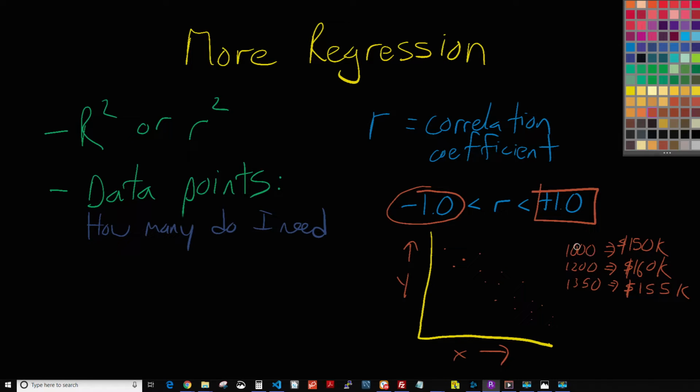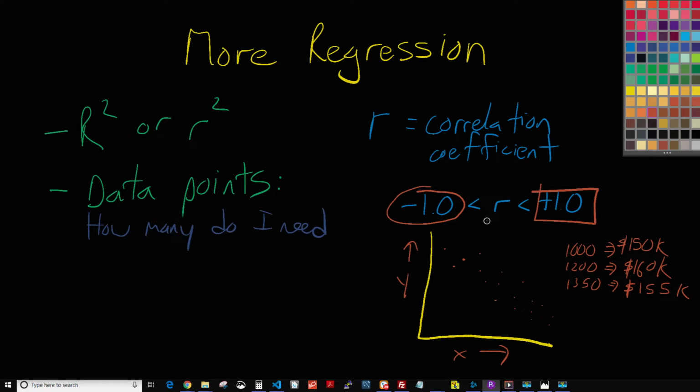But this would be a non-perfect positive relationship, and that's kind of illustrated by this, although this would be a non-perfect negative relationship in this chart. That's all we're talking about, and that's what R represents, our correlation coefficient. It's any number between negative 1.0 and positive 1.0.